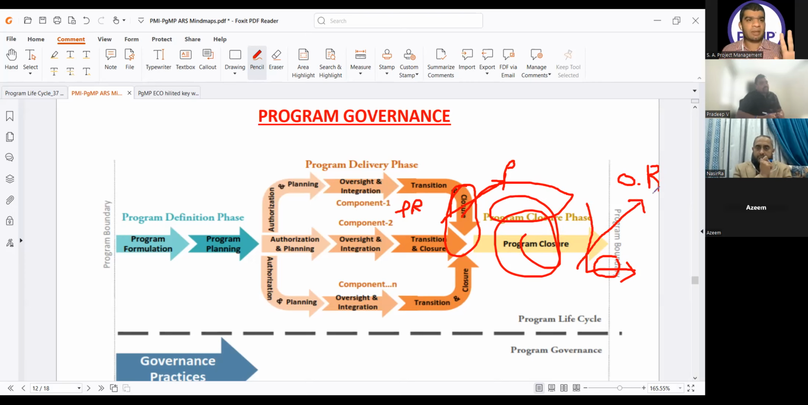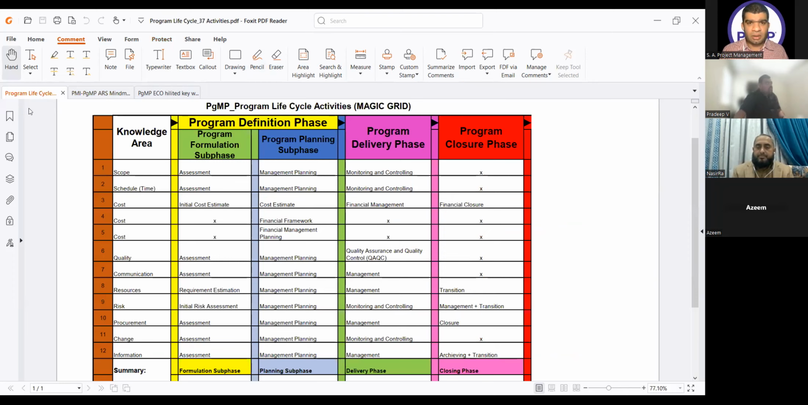Is this concept clear? Yes, sir. Okay, so a lot of questions will come from this concept. So you have to keep in mind the magic grid of activities that we have done is not for the program, but this is for anything that will go under the closure phase. So it will give you a clear-cut indication of what you have to do. Okay. Now, another question. Your component is to be closed.